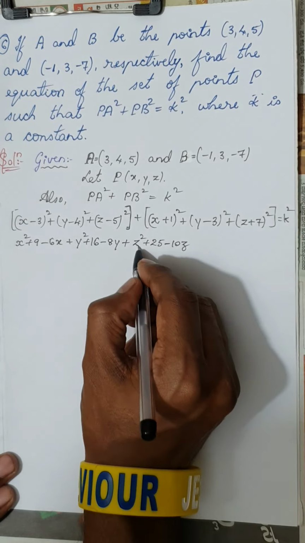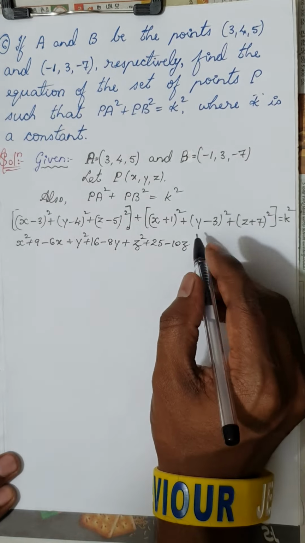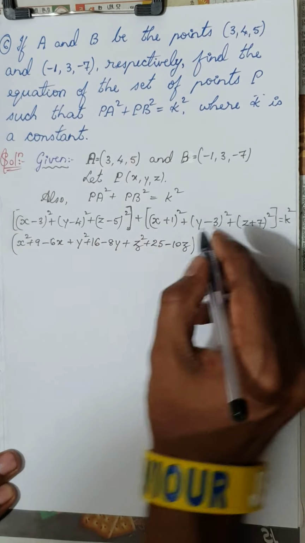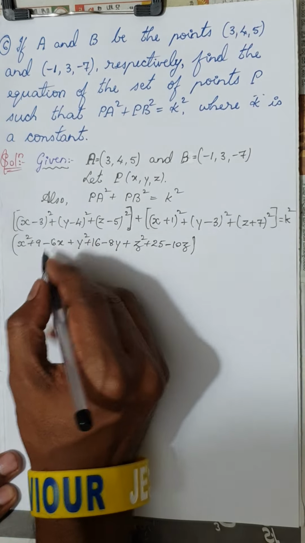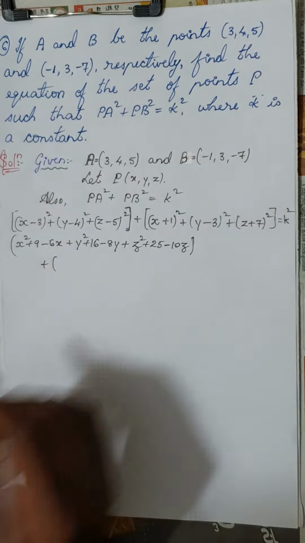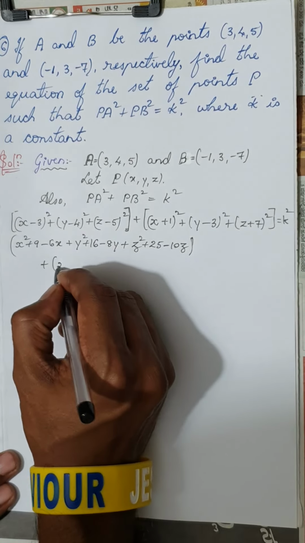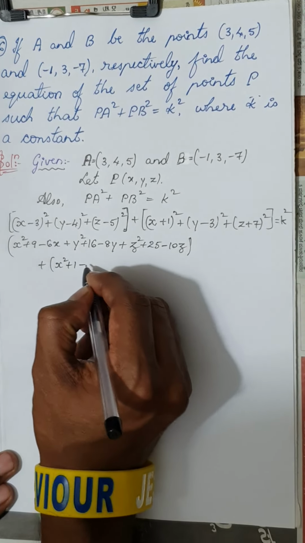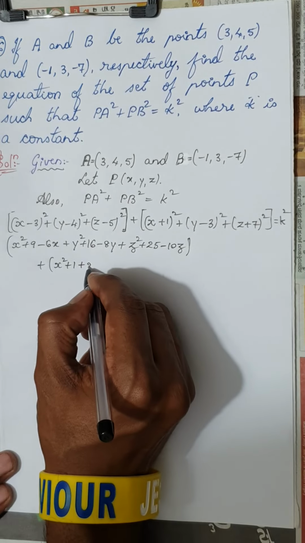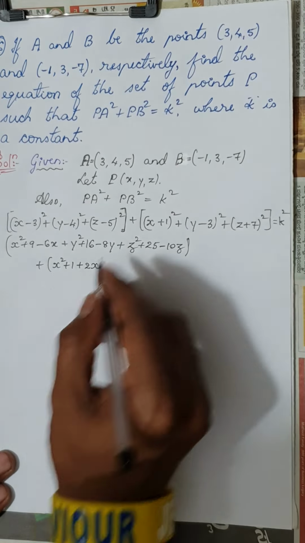Okay, you can write z. Similarly, this is my PA square. Okay, plus... I don't have enough space, so I'm writing on this side. Again, expanding, you will get a square plus b square plus 2ab. Okay, 2 into x into 1 is 2x itself.